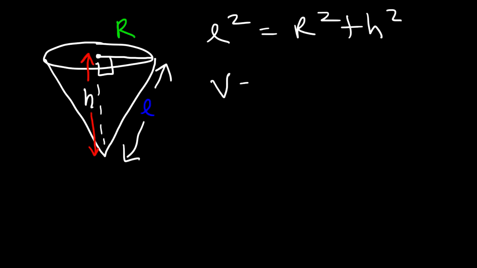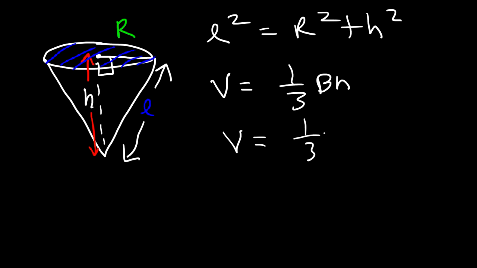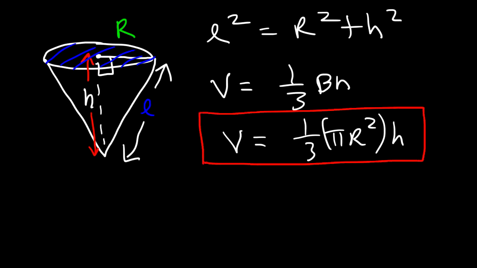Now, in order to find the volume of a cone, you need to use this equation. It's 1/3 B times height, where B is the area of the base, which is basically the area of the circle. So it's 1/3 pi r squared times height. The area of a circle is pi r squared. So combined, this gives you the volume equation of a cone.